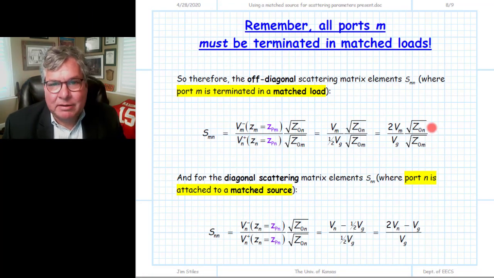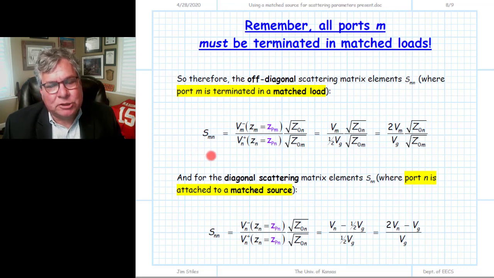So now we have a method of determining the scattering parameters from a circuit by attaching one matched source and then the remaining ports to matched loads, and doing an analysis to find the total voltage at each of the ports. This will allow us to determine one column of our scattering matrix, whatever column is associated with the port that the matched source is attached to. Let's see what the mathematics would be for this.